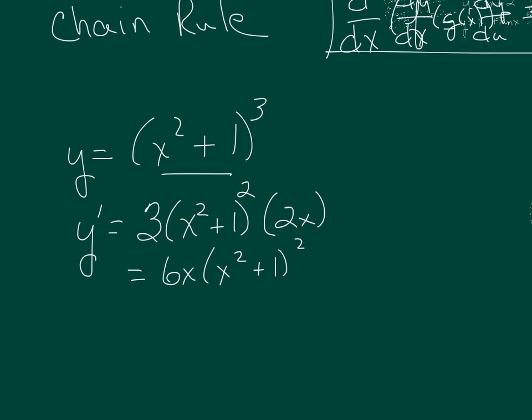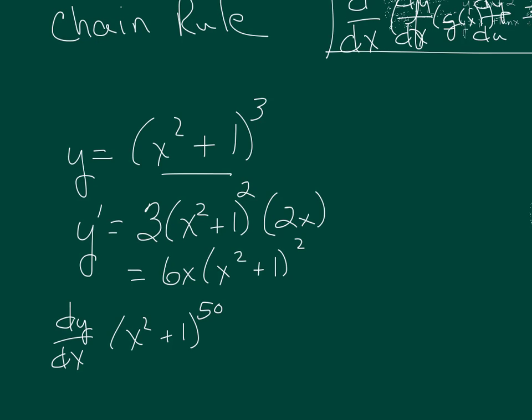Now, obviously, you could cube x squared plus 1 and take the derivative. A little bit of trouble, but I mean, it's doable. Especially if that were squared, you could easily multiply it out and then take the derivative. But that's not always an easy option. If we wanted to take the derivative of x squared plus 1 to the 50th, I don't think I'd want to try to multiply that out.